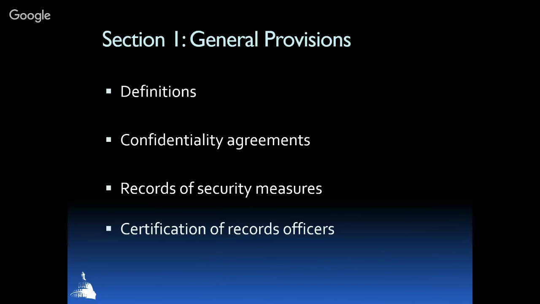Also within Section 1 is confidentiality agreements. This pertains to contracts provided to you by private entities. Records of security measures, these are not subject to GRAMA. Disclosing a password or combination would not be a wise act. And then lastly, within that section is the certification of records officers. This was addressed a little earlier in the introduction, and Kendra will go over a bit more in her portion.